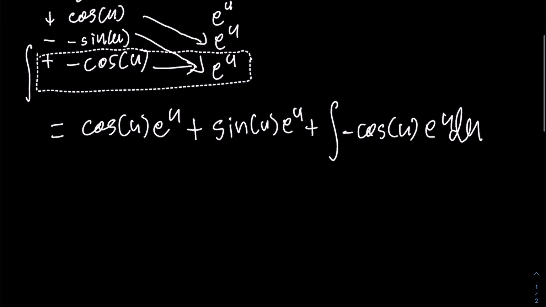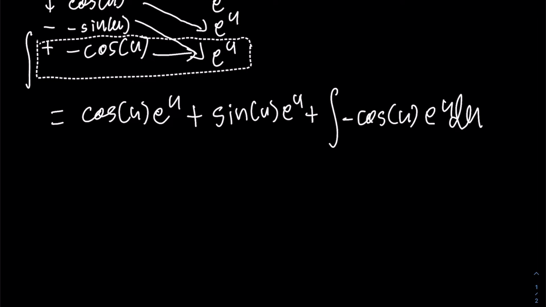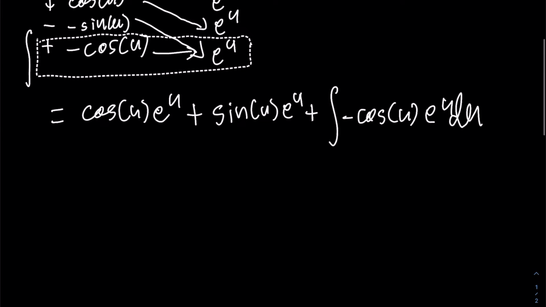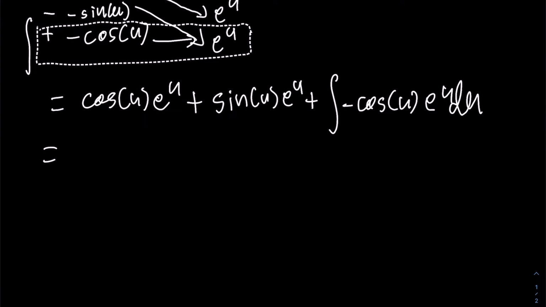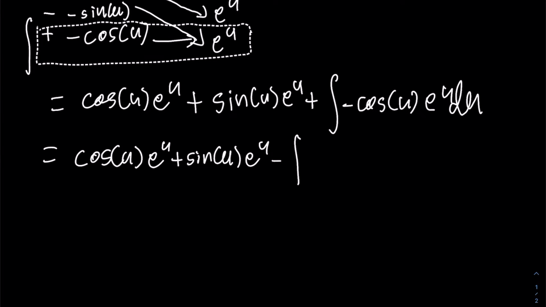And what we see here is that we can take this negative sign out because this is a product, and we can replace our positive with a minus. So this is equal to the cosine of u multiplied by e to the u plus the sine of u multiplied by e to the u, and then minus the integral of cosine of u e to the u du.